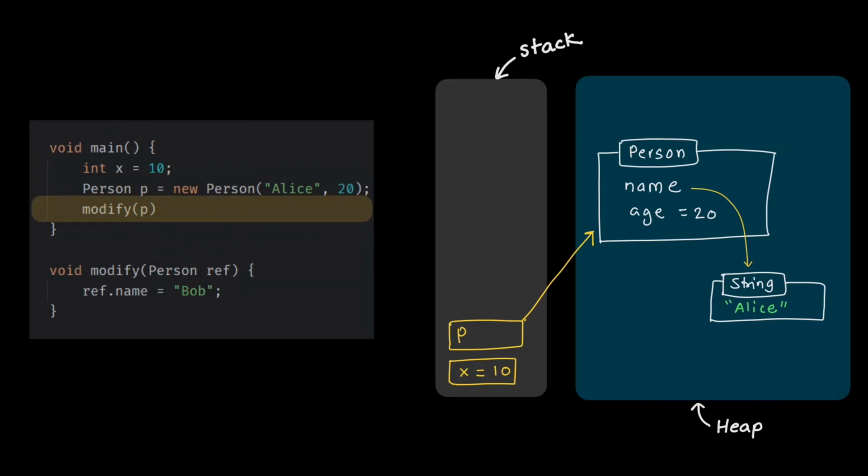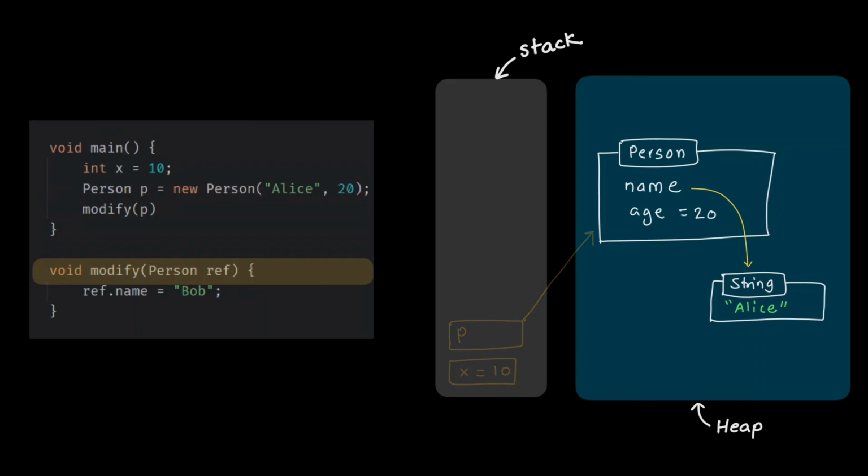Now let's see what happens when we call this modify. As we discussed earlier, whenever a new method call is executed, a new stack frame is created. So the current stack frame, where p and x equal to 10 live, would not be visible inside modify.